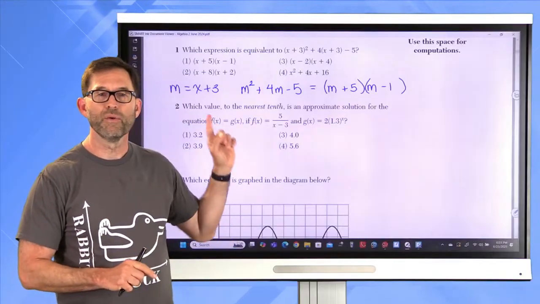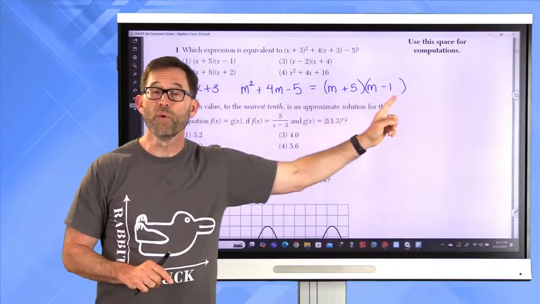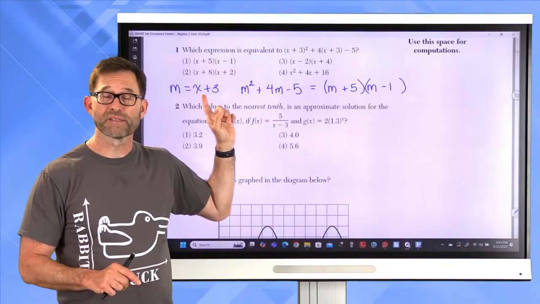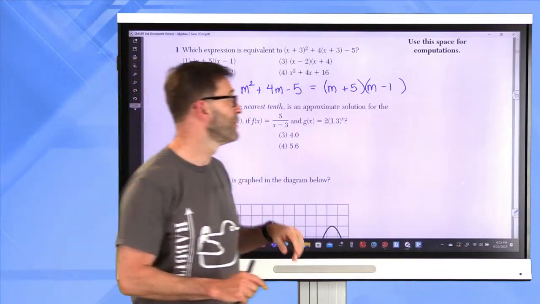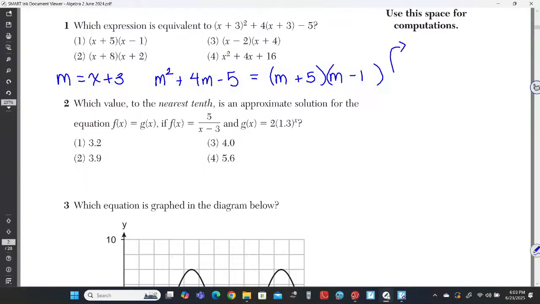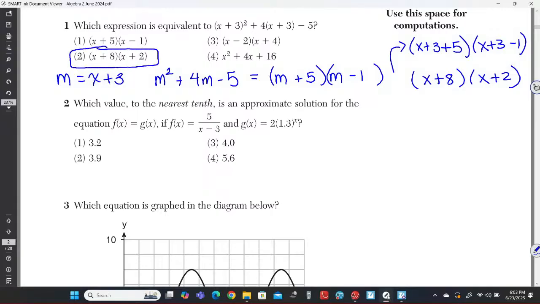But now I'm going to take that m in both of these parentheses, and I'm going to back substitute in x + 3. So what that's now going to look like is (x + 3 + 5)(x + 3 − 1). I can simplify this into x + 8, and I can simplify this into x + 2. And that gives me choice 2.